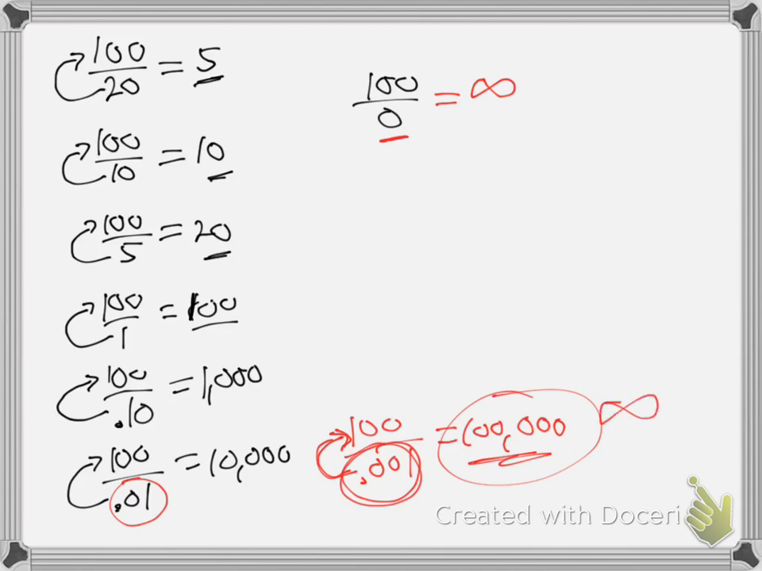The closer the bottom gets to 0, the closer the division gets to infinity, right? Okay, so that's the reason why we look for vertical asymptotes where the bottom is 0. That makes the answer go up to infinity. Dividing by 0 is basically infinity.